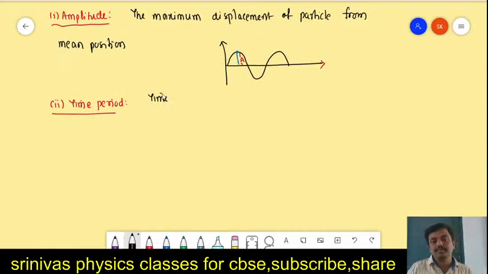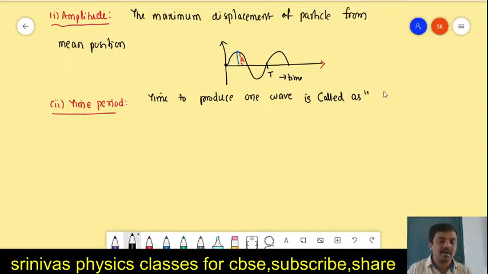Time to produce one wave. How much time it takes to produce one wave is called the time period. For example, if you take time on the x-axis, this capital T is the time taken to complete one wave, right? The time to produce one wave is called the time period. Time to complete one oscillation is called the time period.